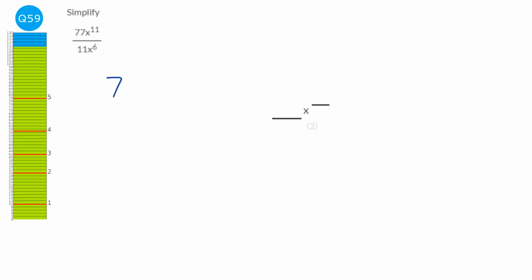So I'm just going to write this question out just a bit bigger so we can see it a bit better. Okay, so we've got numbers and we've got letters. Let's focus on the numbers first. We've got 77 over 11. So 77 divided by 11 is just 7. So the answer will just be 7 with the numbers.